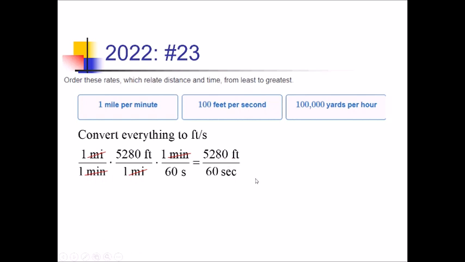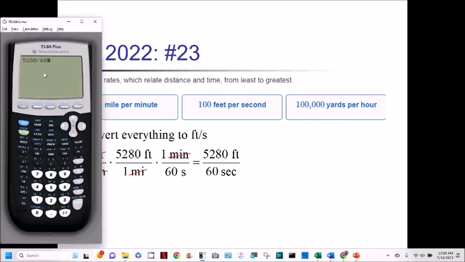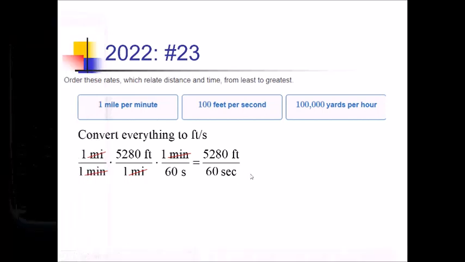However, if I'm going to be able to compare that to this 100 feet per second, I want to reduce this and divide it. So let me divide that on my calculator. So 5,280 divided by 60 comes out to exactly 88 feet per second. So far, this is the smallest quantity out of the ones that I can compare.